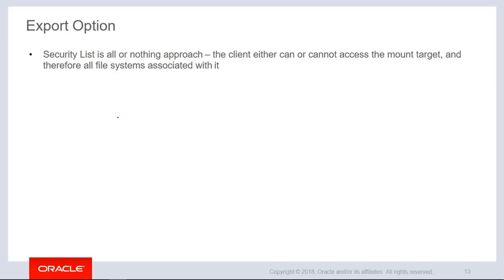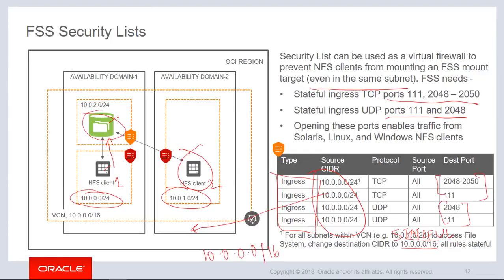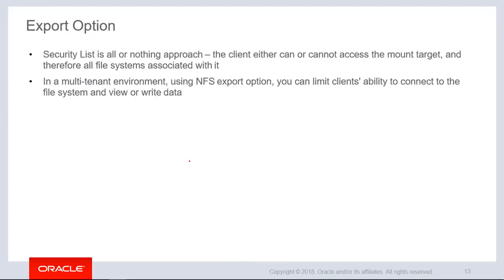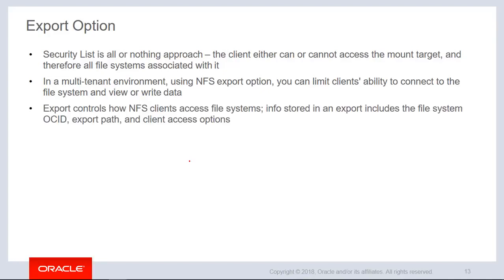There's also something called an export option. So think about it this way, security list is an all or nothing approach. The client either can or cannot access the mount target, and therefore all the file systems associated with it. You have clients here, you are either blocking the whole client through this security list, or you are allowing them, right? Now what happens if you have a multi-tenant environment? You have multiple file systems running on the mount target. How can you limit clients' ability to connect to specific file systems and even go granular, whether they want to view the data or whether they want to write the data? So that is where the export options come into play.